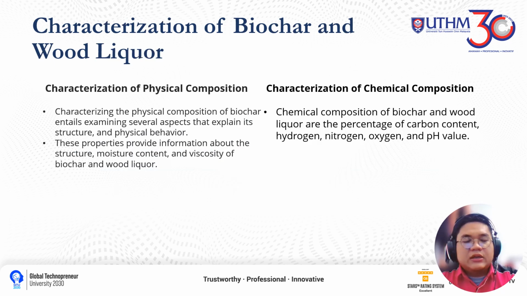And then the next subtopic is the characterization of biochar and wood liquor. It can be categorized into two parts, which are characterization of physical composition and characterization of chemical composition. The characterization of physical composition of biochar entails examining several aspects that explain its structure and physical behavior. Most of the properties that we are trying to collect data on are the structure, moisture content, and the viscosity of the produced biochar and wood liquor. Meanwhile, for chemical composition, some of the data to be collected for biochar and wood liquor are the percentage of carbon content, hydrogen, nitrogen, oxygen, and the pH value of both of these byproducts.